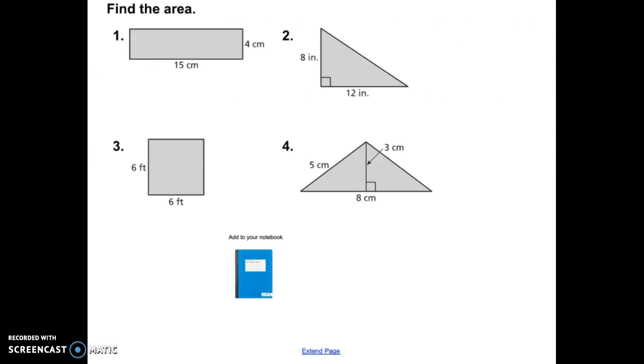So here is my first question for you. I've got 4 of them. Find the area of these 4 shapes. This is just area, straight up area. This is just a good review. Pause the video.